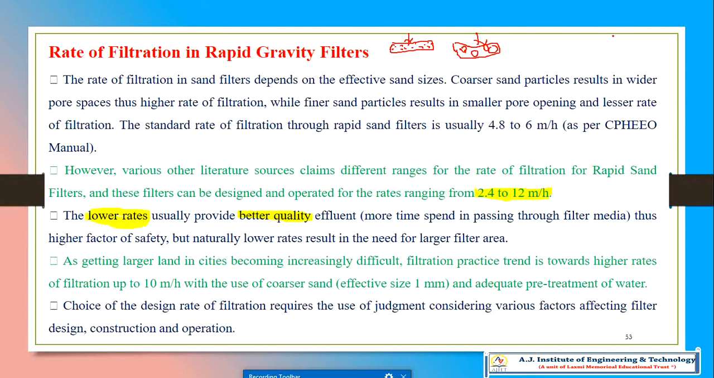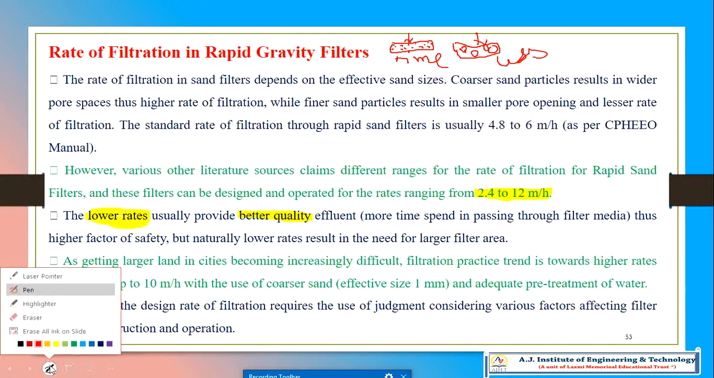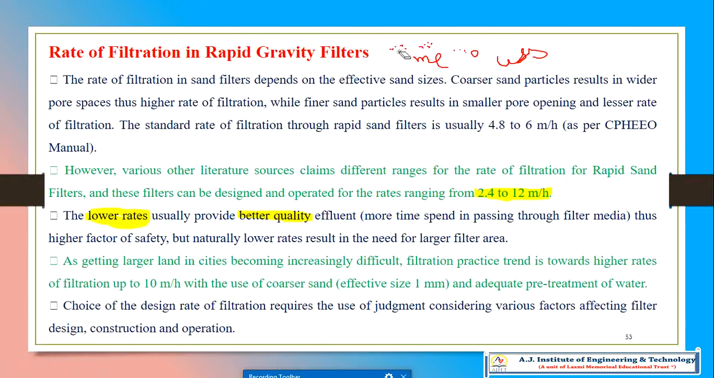With small pores, more time is spent passing through the filter media, so the time required will be more. Here the water passing time will be more, there it will be less. That is the two reasons behind that particular concept. So this is the theory behind it. Now we'll move on to another point.